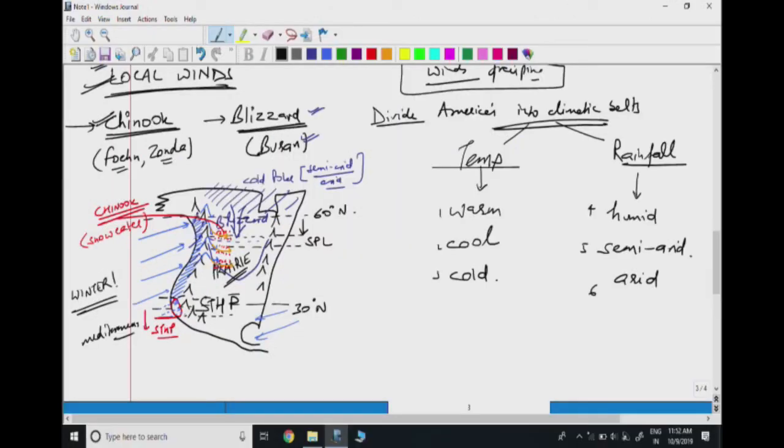So did we understand Chinook? Did we understand blizzard and some names in that? Did we also understand what is Mediterranean climate? Yes? And how did we use that? We used that with an example, and we are drawing something like this.